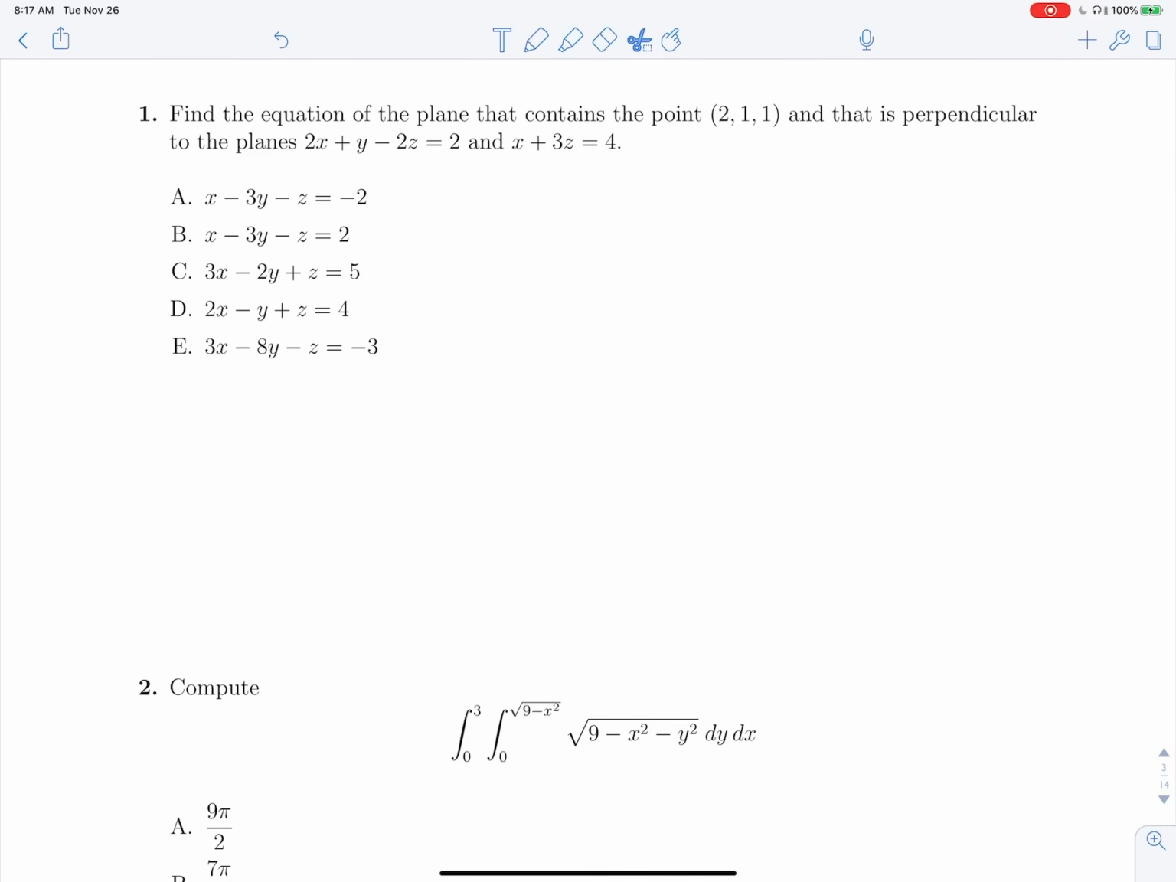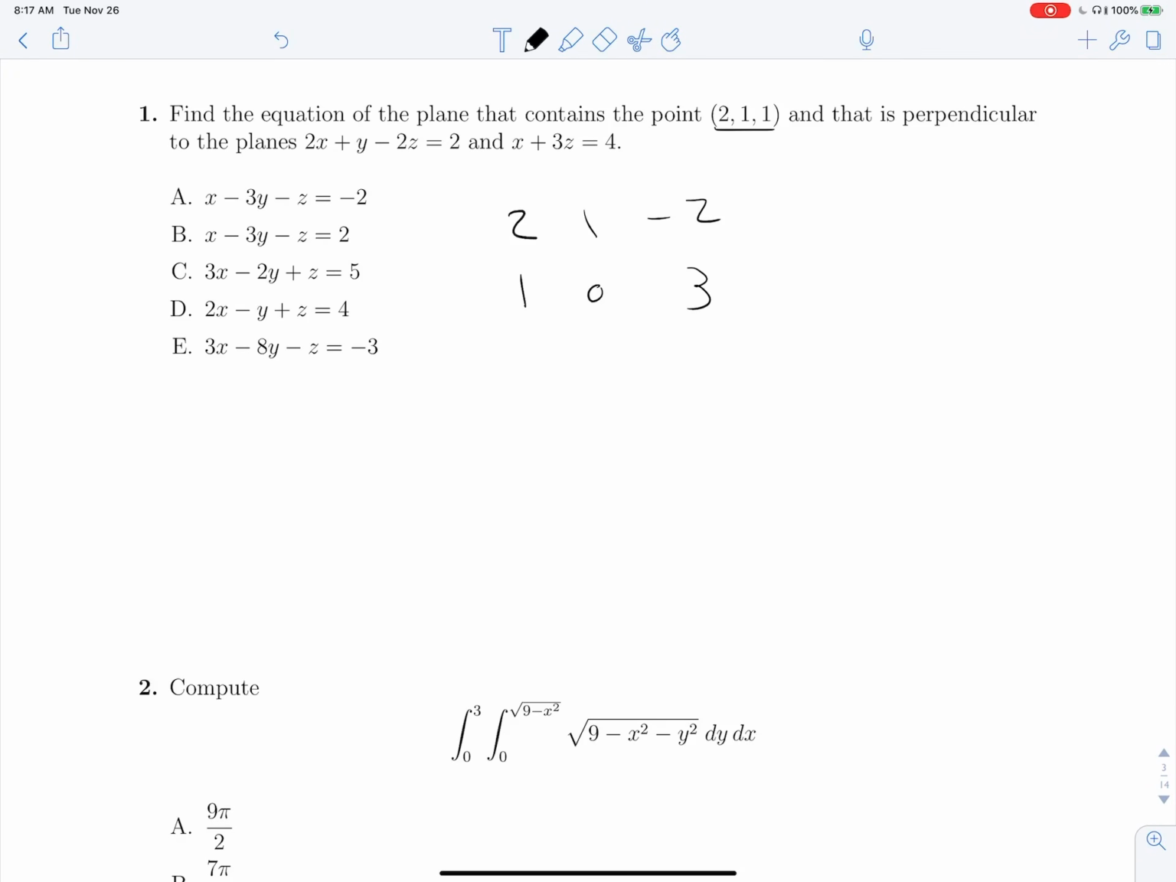Okay, question one. Find the equation of the plane that contains this point, and is perpendicular to these two planes. Well, we know that the normal vector of the plane perpendicular to two other planes can be found by doing a cross product. So we can cross 2, 1, -2, our coefficients for the normal vector from this plane, with 1, 0, 3, which are our coefficients from the second plane.